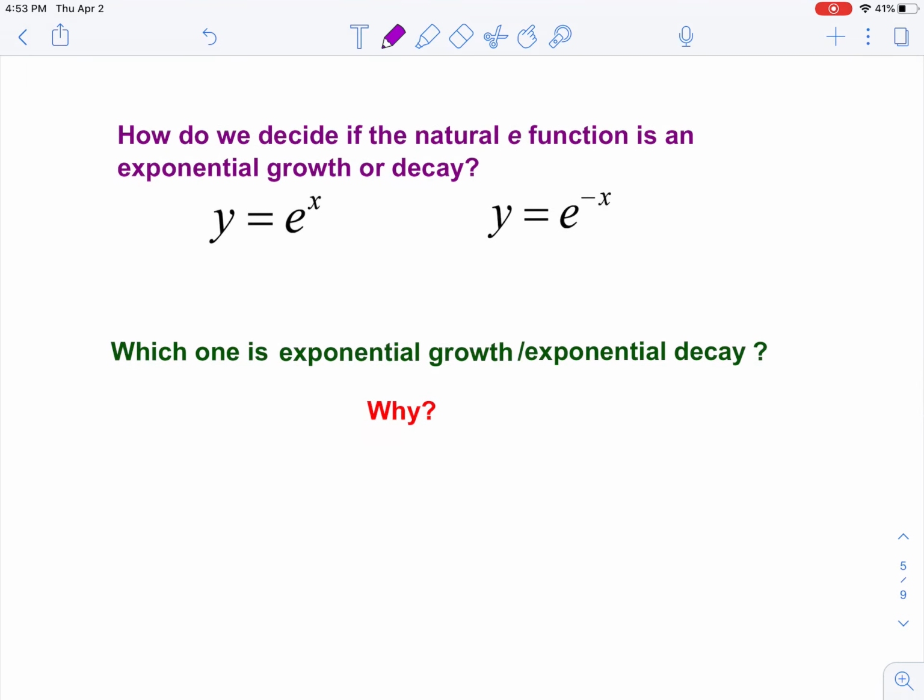All right, so how do we decide if the natural e function is an exponential growth or decay?